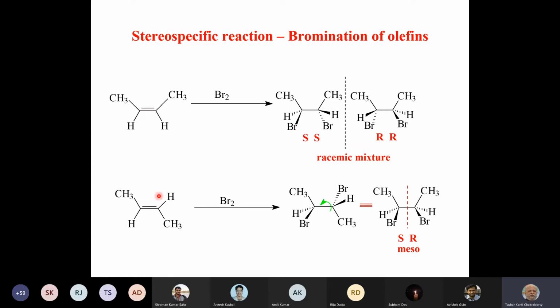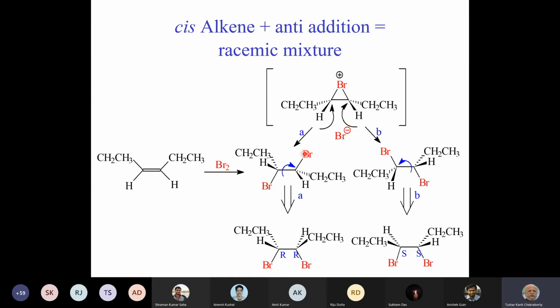But again, I caution you, don't try to memorize all these things. Whatever substrate is given, you just work out what product you are expected to get, and the trans double bond will give you a meso compound. And let us see the mechanism of the reaction.